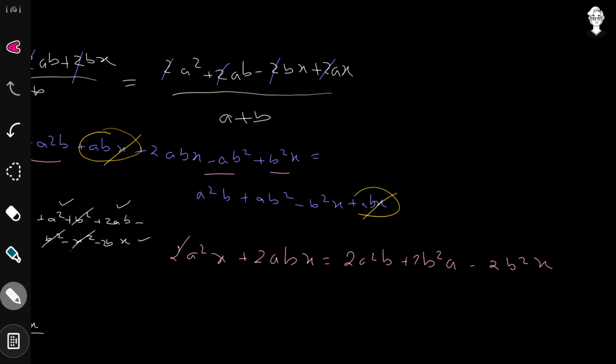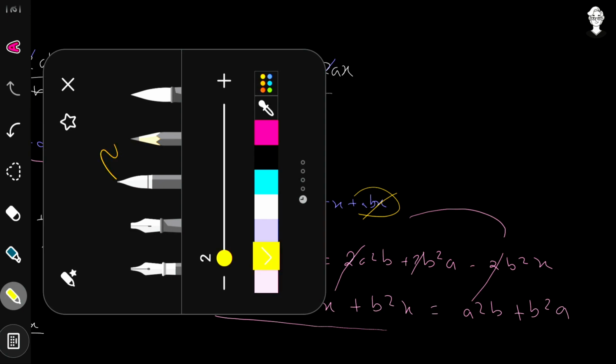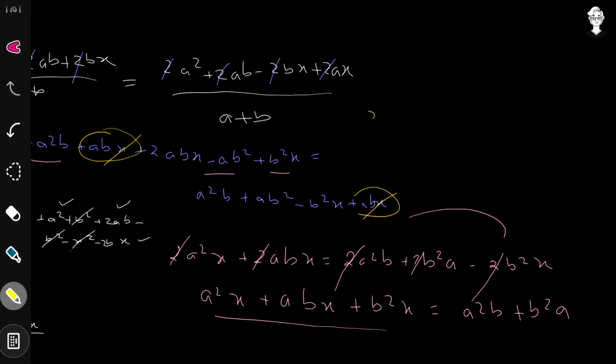Now we can see that all these 2s can be factored out. So what we will have is a square x plus abx, and now we can simply shift this from the right hand side to the left hand side. So we will have positive b square x, and this is equal to a square b plus b square a. Now we can take x common from the left hand side. After we took x common, inside the bracket it is going to have a square plus ab plus b square, and this is equal to a square b plus b square a.